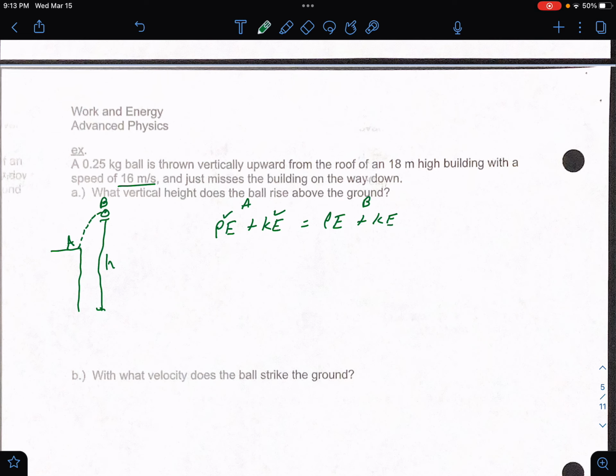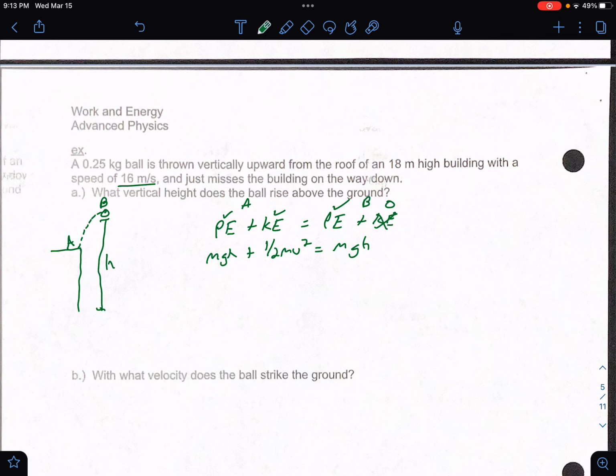Now, when you get to the top at point B, you definitely have height, so you definitely have potential energy. But what happens when you throw a ball up? It's not going to just keep going and going. It's got to stop. So once it stops at the top, that means kinetic energy is now 0. So that is one we can mark off. So this becomes PE plus KE equals just PE. Now we can plug in: mgh plus 1/2 mv squared equals mgh.